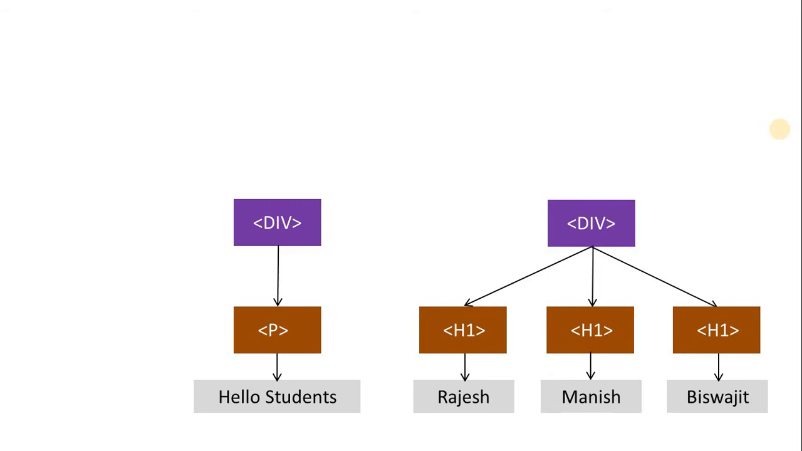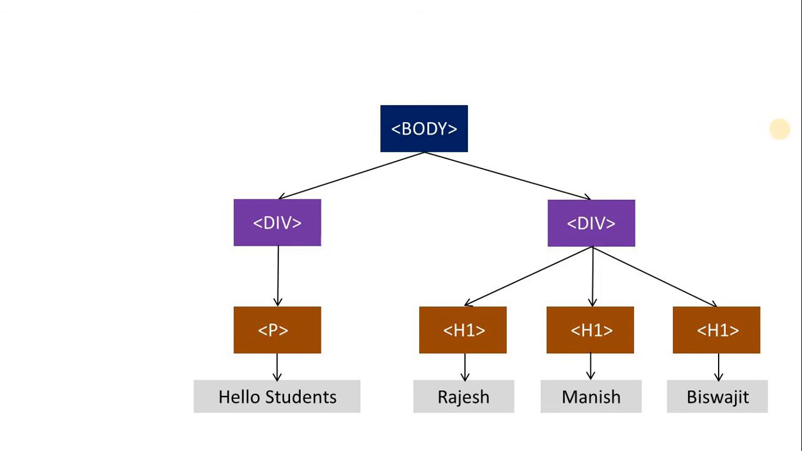So where are these two divs? There are two divs, right? Now where are these two divs placed? These two divs are placed under the body. So inside body we have two divs, right? In one div we have a paragraph tag, inside the paragraph tag we have the written text. And inside the body we also have another div. Inside that div we have three h1 heading tags, and in each of those there is a name, that is Rajesh, Manish and Biswajit.